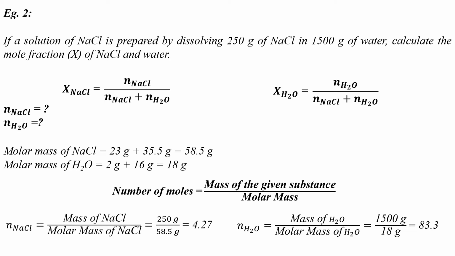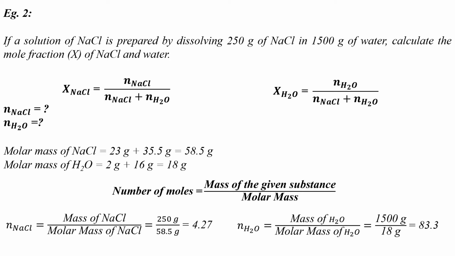Molar mass of NaCl is equal to mass of sodium, Na, which is 23 grams, plus mass of chlorine, which is 35.5 grams. If you add both, you get 58.5 grams. This is the molar mass of NaCl. Now, how to calculate the molar mass of water, H2O? The mass of H2 is 2 grams and the mass of oxygen is 16 grams. So if you add both, you get 18 grams. So this is the molar mass of NaCl and water.